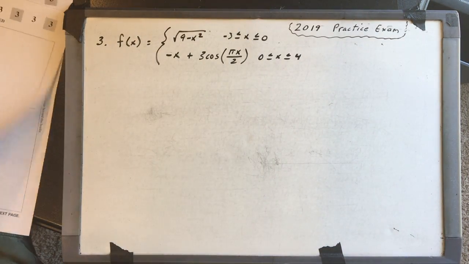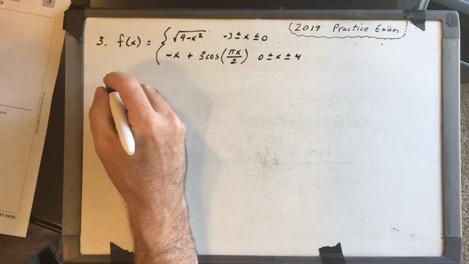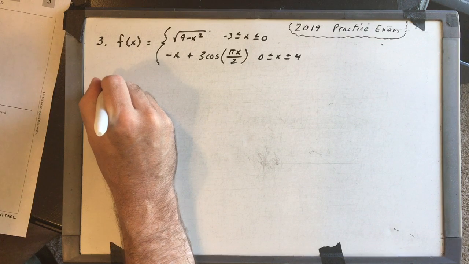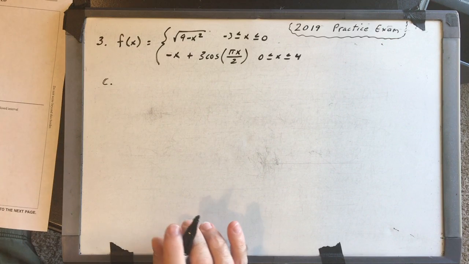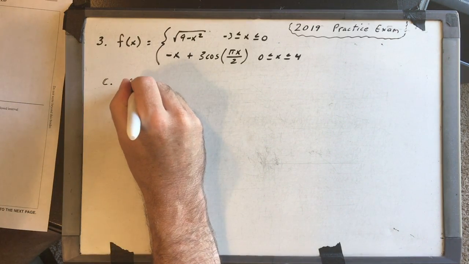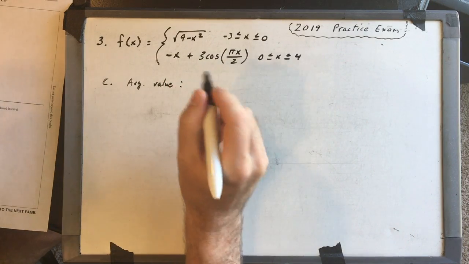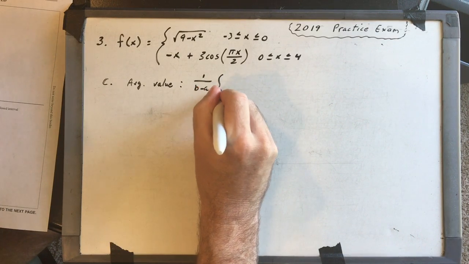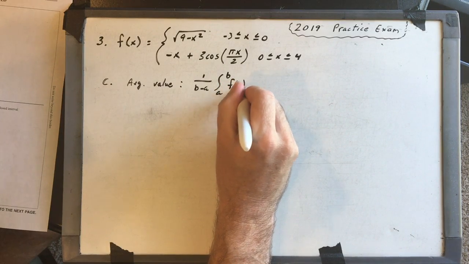Okay, let's look at part C. It says find the average value of f on the interval from negative 3 to 4. Okay, so this is a good problem. I think this problem is a little bit harder than what you'll get, at least part of it. But the average value, you absolutely need to know this equation. It's 1 over b minus a times the integral from a to b of f of x dx.